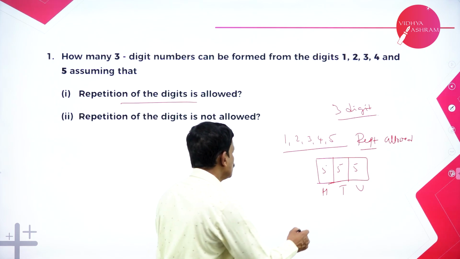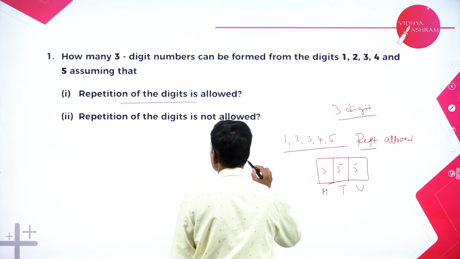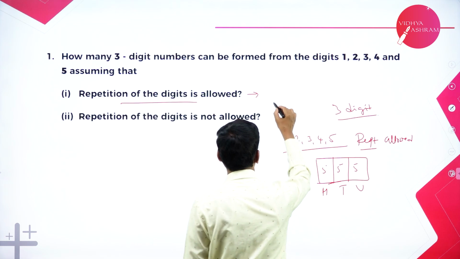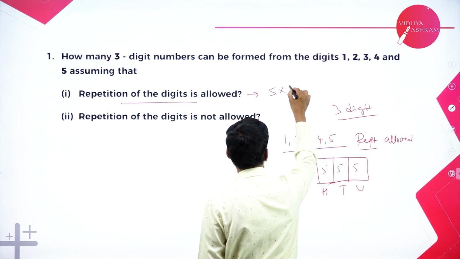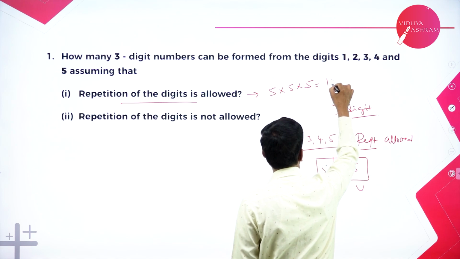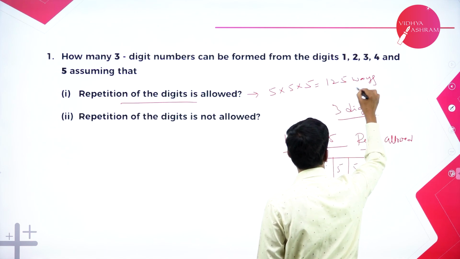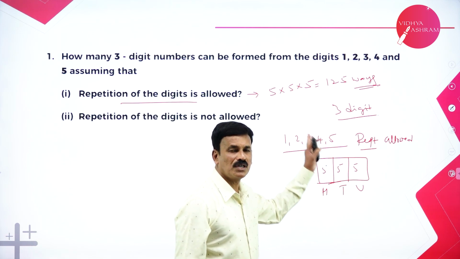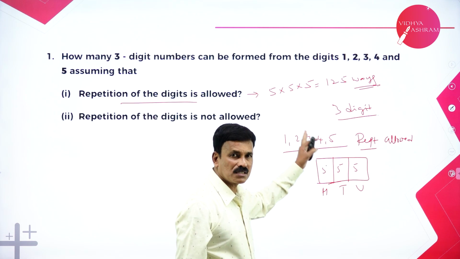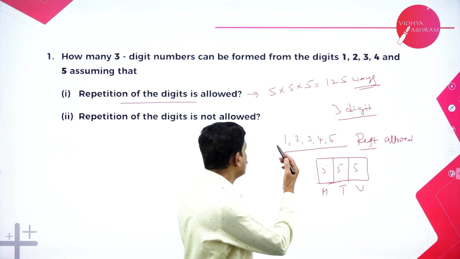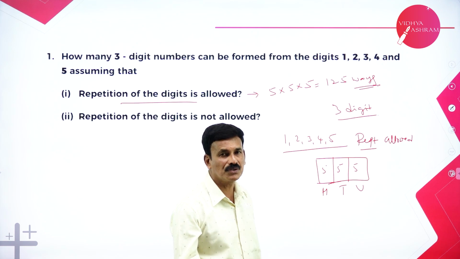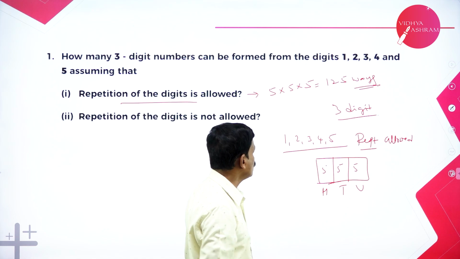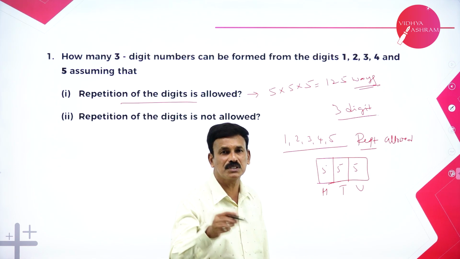Since the repetition of the digits is allowed, the number of ways is equal to 5 into 5 into 5, that's equal to 125 ways. That is the first answer. Since the repetition is allowed, the unit place can be filled 5 ways, the 10th place 5 ways and the 100th place 5 ways. 5 into 5 into 5 is 125. We can form a 3 digit number with the numbers 1, 2, 3, 4, 5 provided the repetition is allowed.